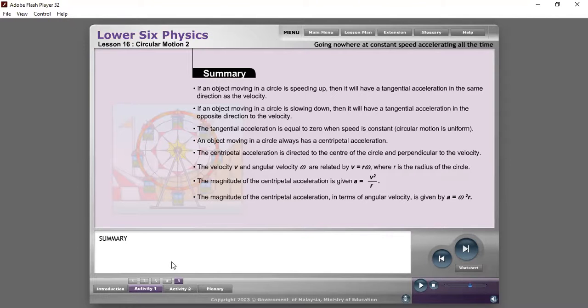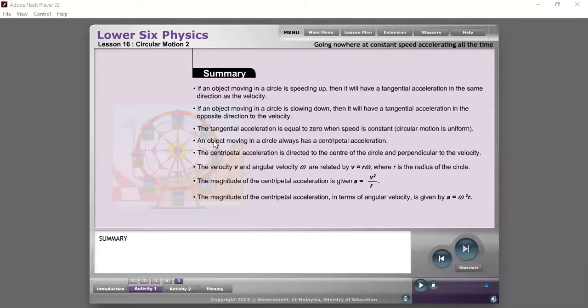The velocity v and angular velocity omega are related by v equals r omega, where r is the radius of the circle. The magnitude of the centripetal acceleration is given by A equals v squared over r. In terms of angular velocity, it is given by A equals omega squared r.